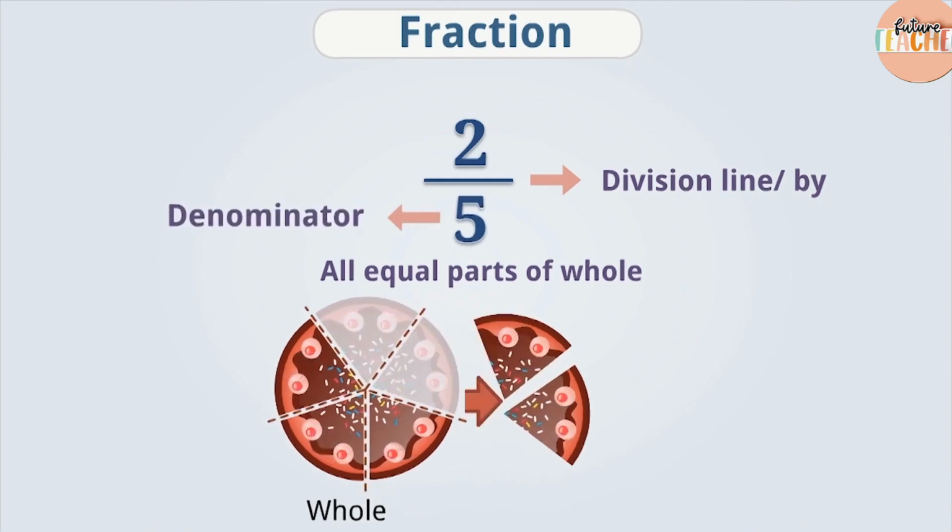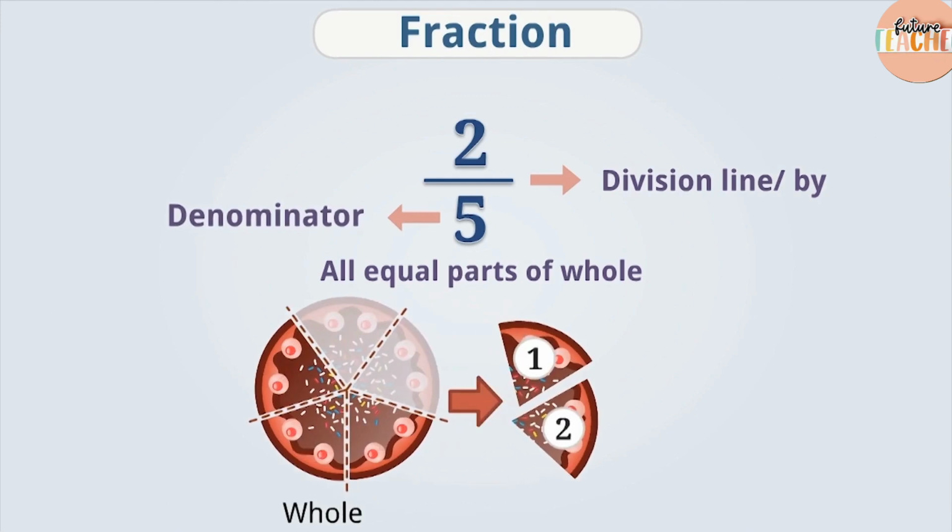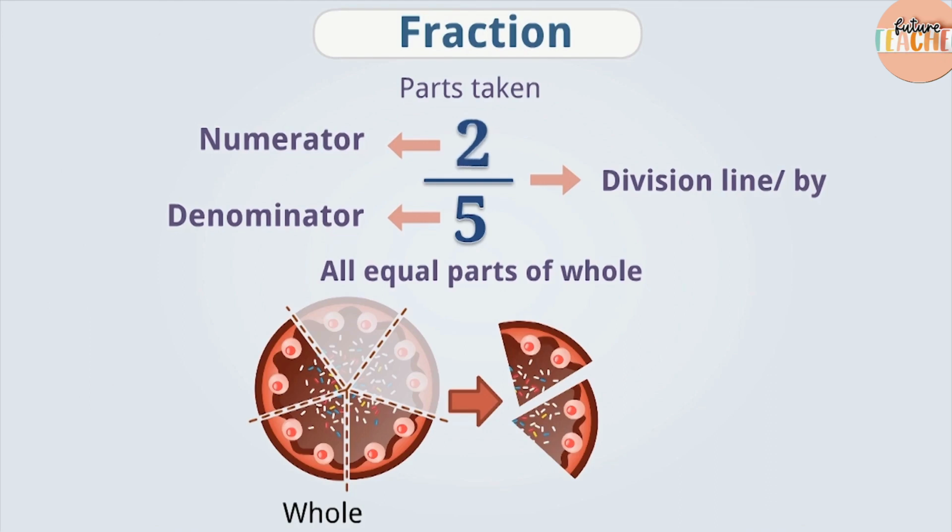The number of parts that are taken aside is represented above the division bar. Therefore, the number of parts that has been considered from all equal parts is called the numerator. In a fraction, the numerator is written above the division bar and the denominator is written below. It is not always necessary that a fraction represents a part of a whole thing. We can also use it for representing a part of a group.